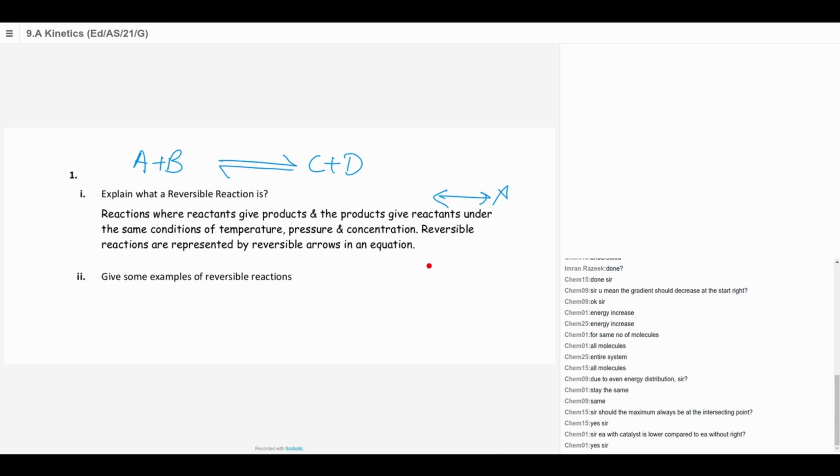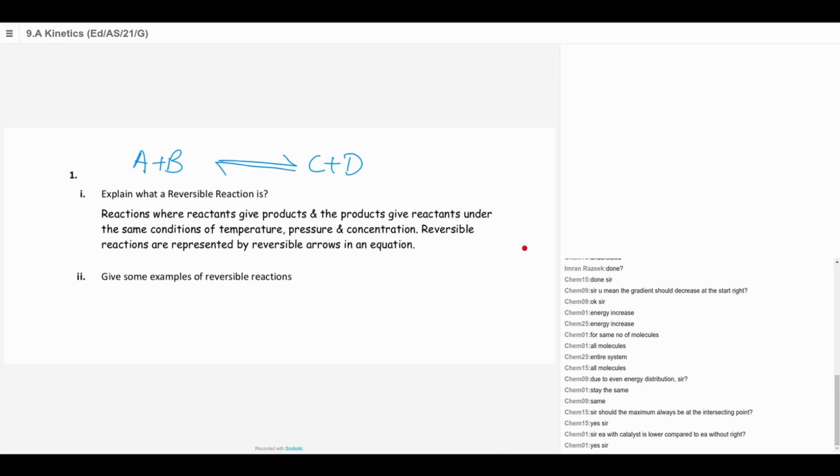In fact, double-headed arrows are used in A2 to show resonance structures or canonical structures. That is done in A2. So never use double-headed arrows to show a reversible reaction because it has a different meaning. A reversible reaction is a reaction where reactants react to form the products, and products react back to form the reactants under the same conditions of temperature, pressure, and concentration. These conditions are referred to as macroscopic properties, right?